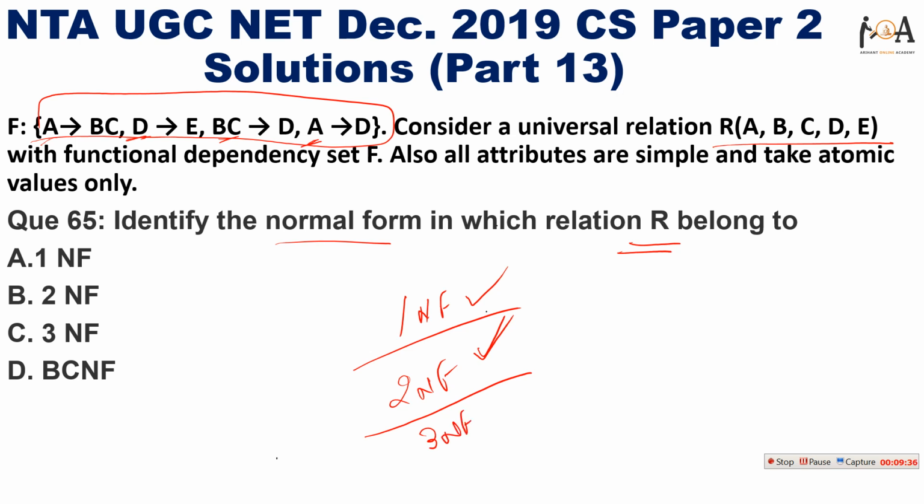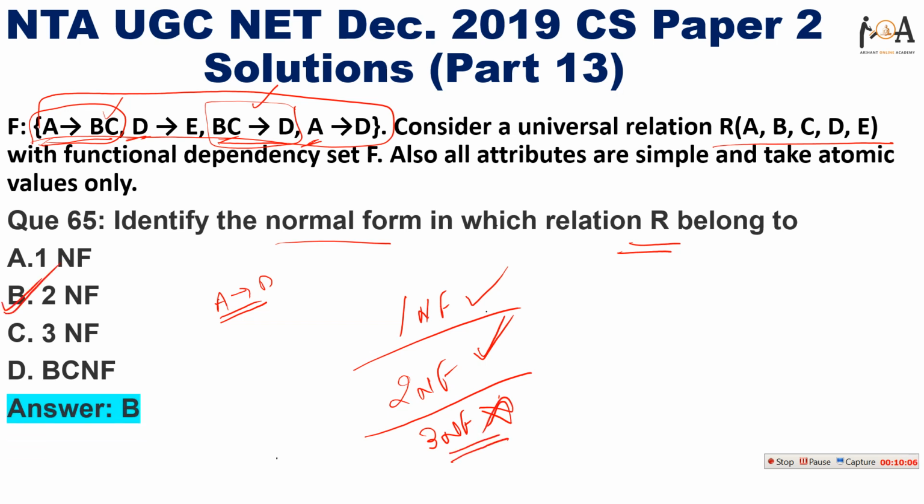And if we go for 3NF, transitive dependency should not be there, but you can see that A is deriving BC and BC is deriving D. So on that basis we are concluding that A is deriving D. The conclusion A deriving D comes on the basis of these two dependencies, that is A deriving BC and BC deriving D. So transitive dependency is there. If transitive dependency is there, then it is not 3NF. So you can only say that it is 2NF.